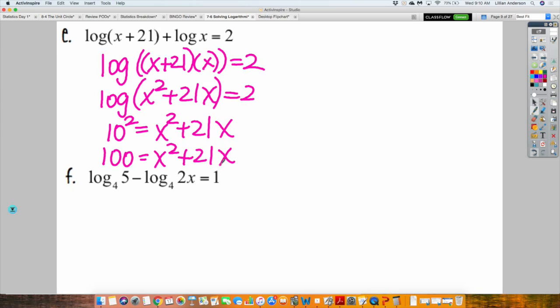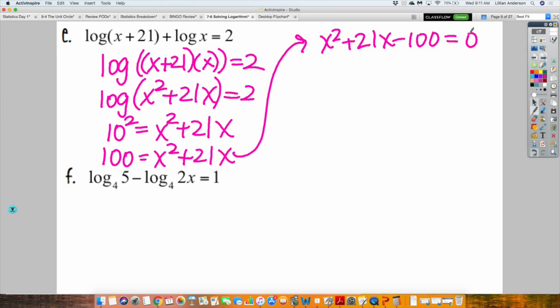Who gets the gold star for today? How do I solve a problem like this? Subtract the 100, because this is a good old quadratic that you have to factor. A couple of y'all get the star. Y'all were right on it, from subtracting the 100 to the quadratic to the factoring. I feel like y'all know when I say it's a good old, you know what comes next.